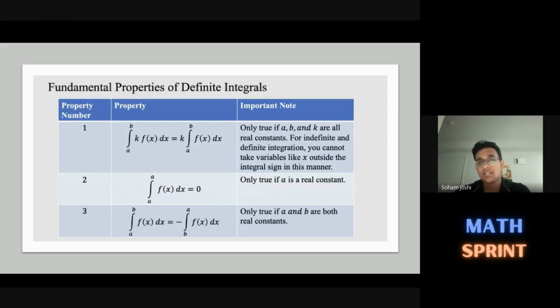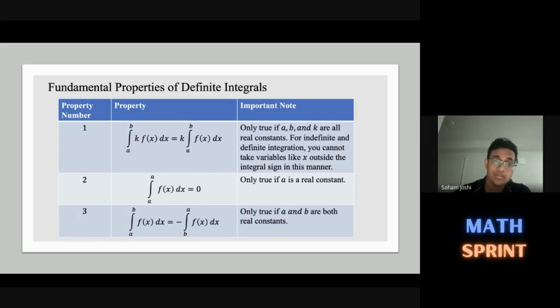Okay, so let's get into the fundamental properties of definite integrals. The first one is pretty straightforward. When you need to integrate a constant k multiplied by a function, then you can take the constant k outside the integral sign. Now for the second one, doing definite integration on a function f of x when the interval for x is only x is equal to a will just get you an answer of 0.